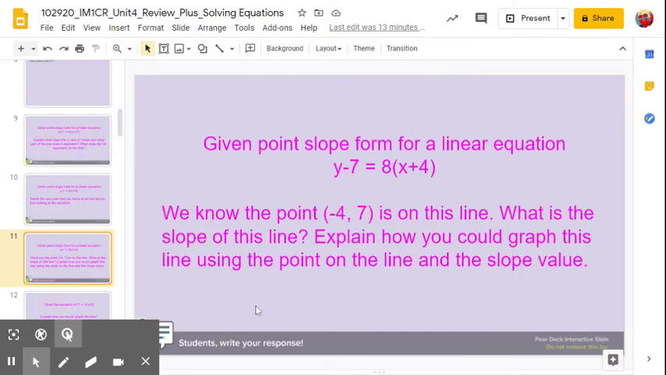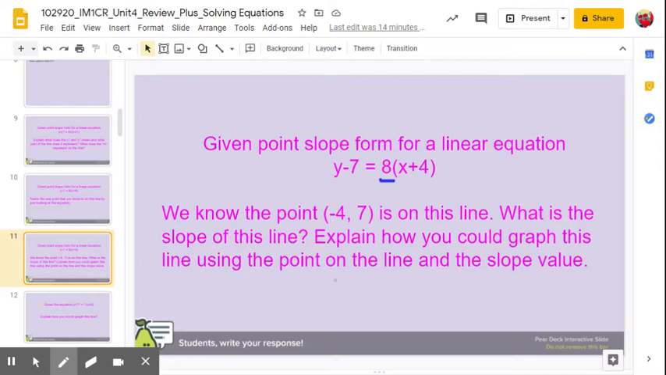So now, the next question said, we know that's the point. What is the slope of the line? Well, the slope of the line is the number right here, so it's 8. Great, we got that. It says explain how you could graph this line using a point on the line and the slope value. Exactly what we do. We would plot the point negative 4, 7. Plot that point. From that point, since the slope is 8, that's 8 over 1. We go up 8, right 1.